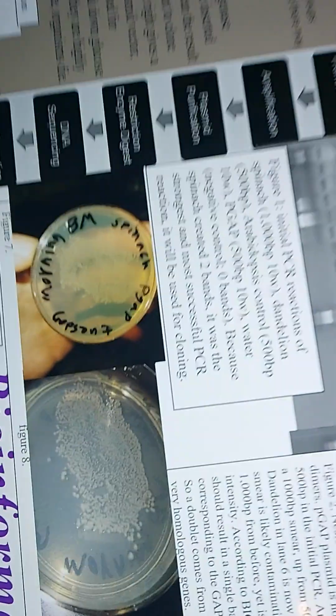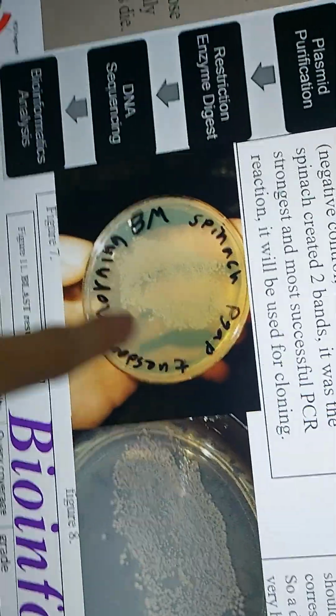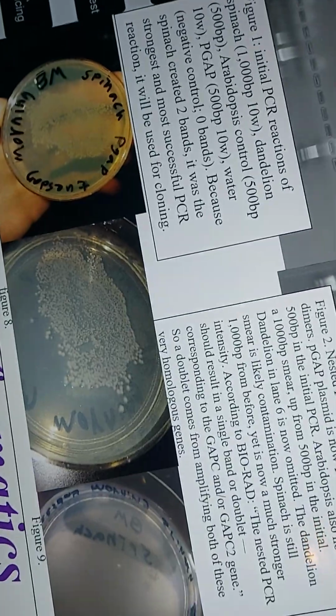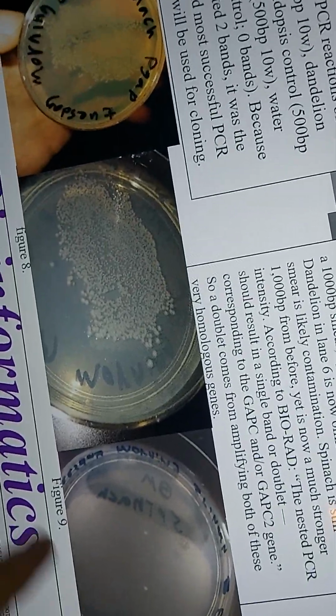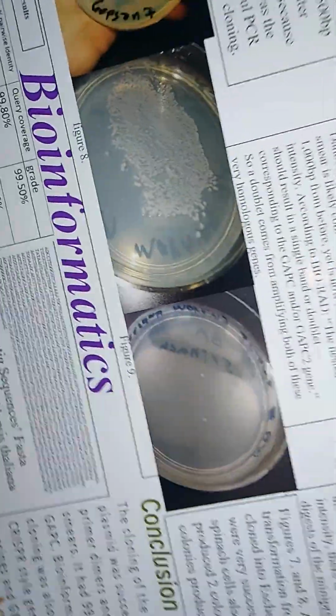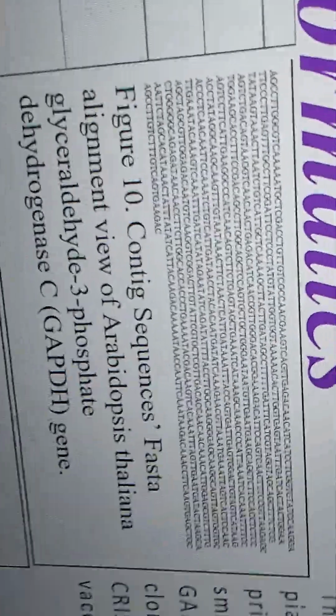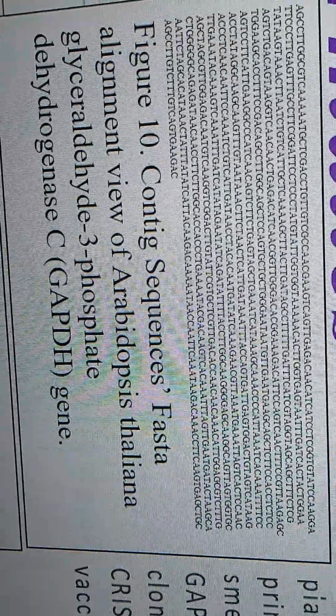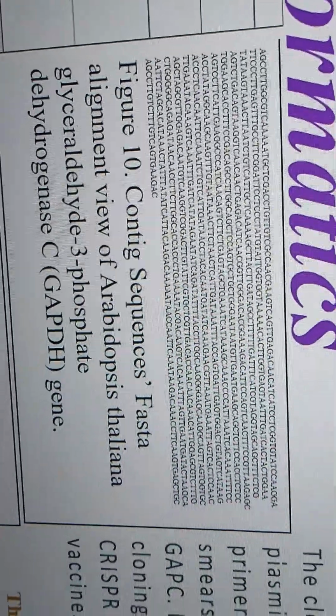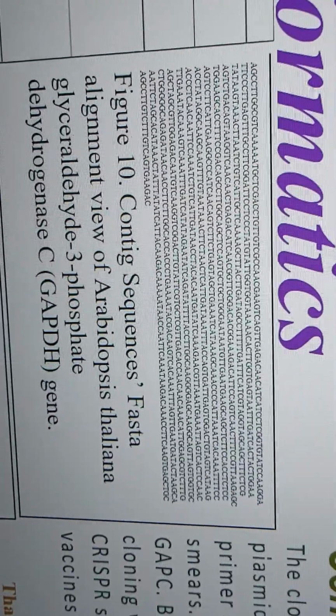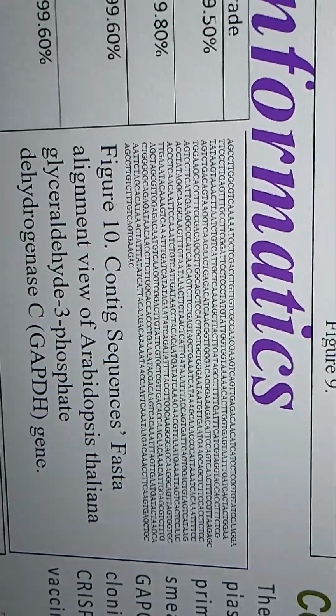So figure 7 is the ligation transformation, and then figure 9 produced only 2 colonies, but that's fine. So once we sent it off to the lab, they sequenced it. So here is the contiguous sequence, or the FASTA alignment view of the Arabidopsis thaliana GAPDH gene.